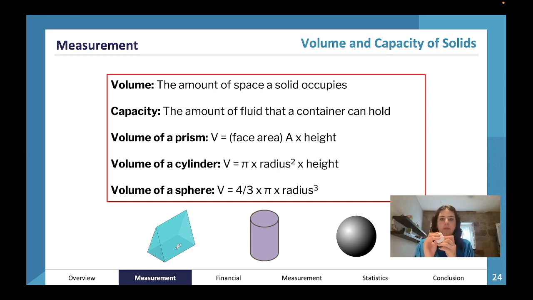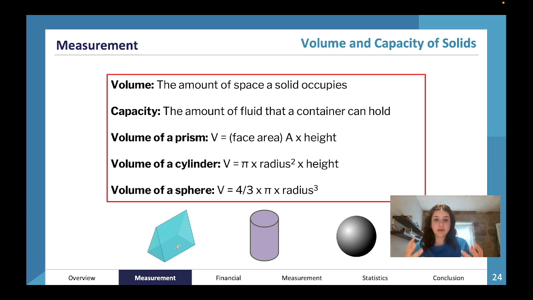So these AirPods hold a specific amount of volume, right? They occupy a specific amount of space. Whereas this container can contain a certain amount of fluid. It has a capacity. Its capacity is currently fulfilled by highlighters and scissors, but I could fill this with water and it would have a capacity.